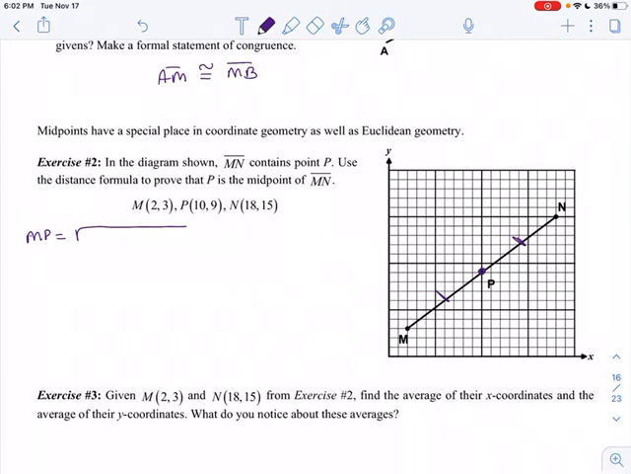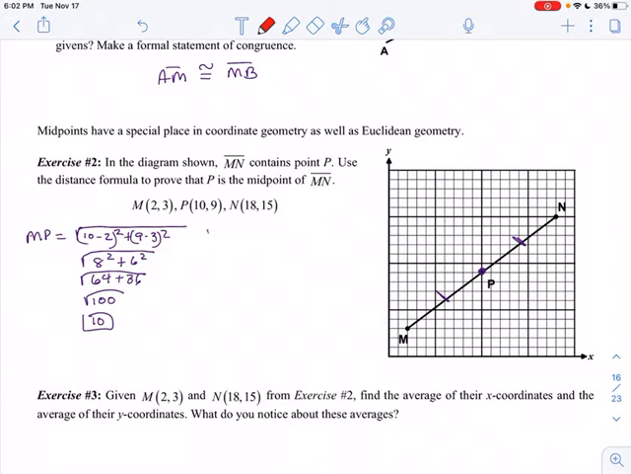So let's find the distance of MP. I'm going to do x, 10 minus 2 squared, and then I'm going to subtract the y's, 9 minus 3 squared. 10 minus 2 is 8. 9 minus 3 is 6. Now remember, I'm squaring them. So 64 plus 36, and 64 plus 36 is 100. And remember, this is all under the square root. The square root of 100 is just 10.